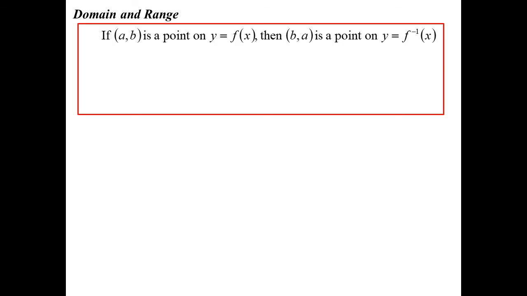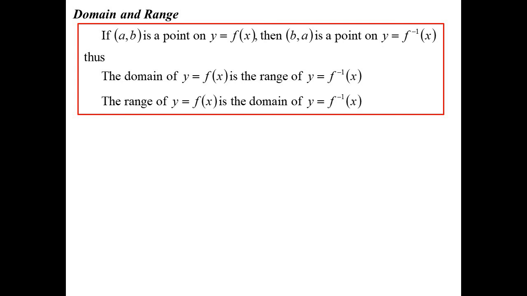Okay, domain and range then. If (a, b) is a point on the original function, then (b, a), so swap the x and the y around, must be a point on the inverse function. What that therefore means is the domain of the original function will become the range of the inverse, and the range of the original function will become the domain of the inverse.